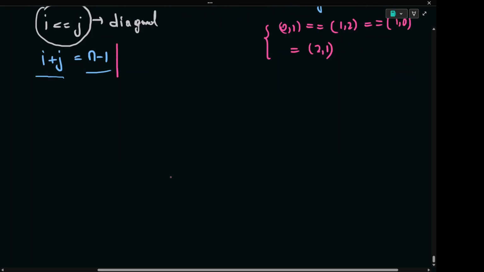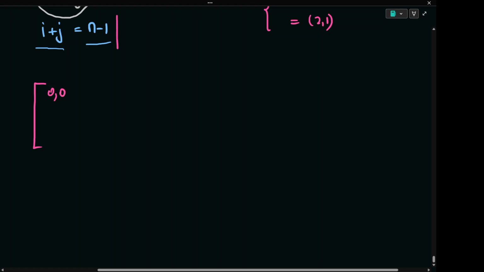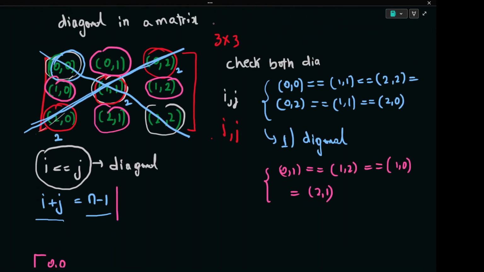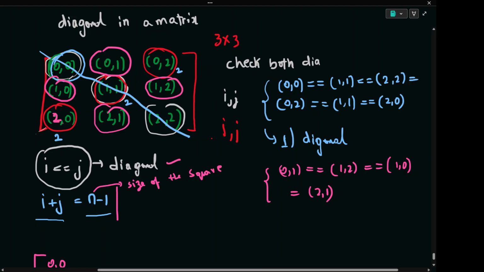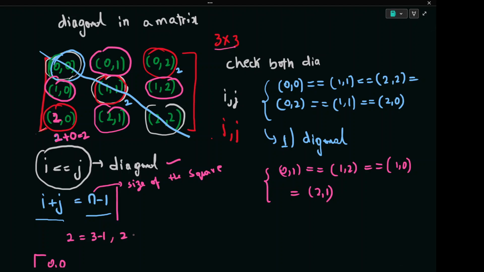So if you see here, I'll draw it again. It is 0 comma 0. The better thing would be to just erase this and waste less time. Here, the first diagonal is i is equal to j, that is clear. The second part is i plus j is equal to n minus 1, where n is the size of the square. Here i is 2, so 2 plus 0 is equal to 2. And 2 is equal to 3 minus 1, since it is a 3 into 3 matrix. So 2 is equal to 2.